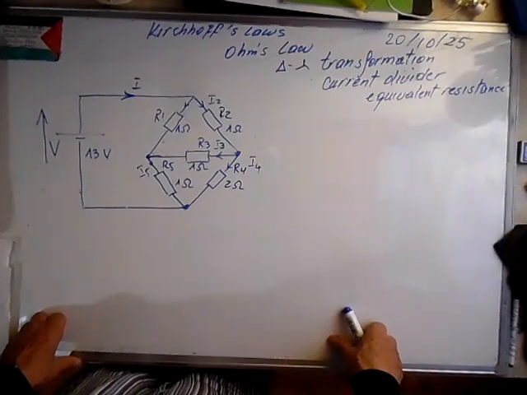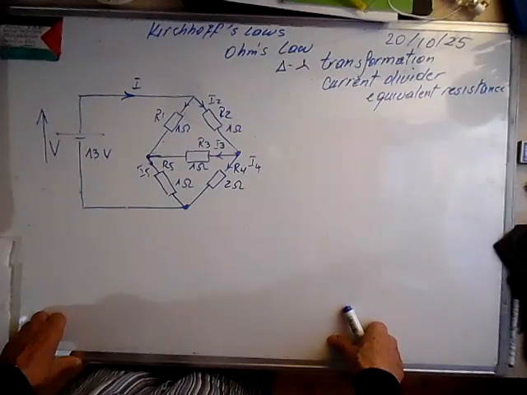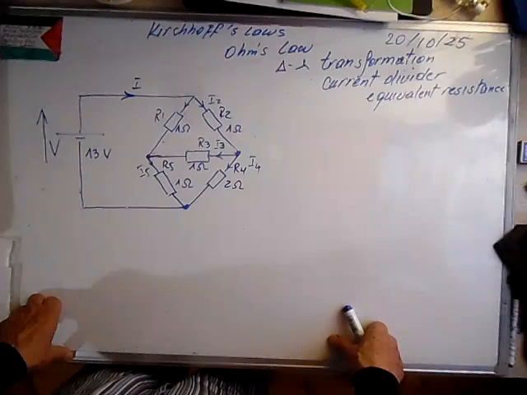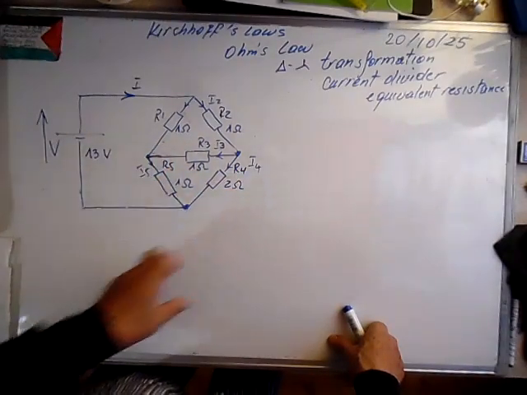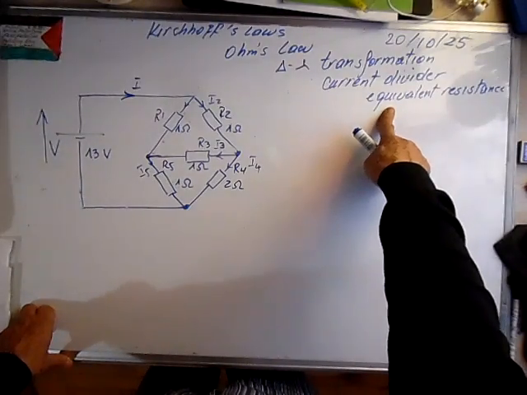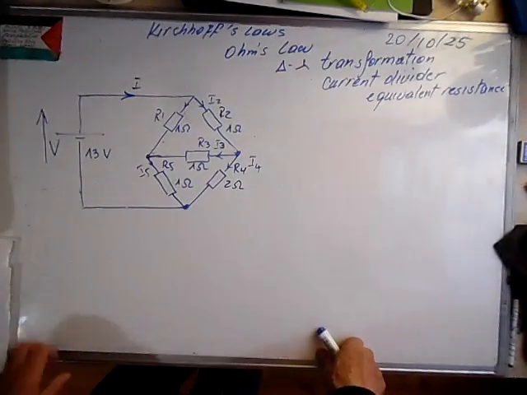Suppose we have a circuit like this and we need to calculate the currents in the branches. Well, we can use the mesh analysis. We have 3 meshes here and we can solve it. Or we can do a delta star transformation here, and using the equivalent resistance we can calculate the currents using the current divider. So let's try this method.